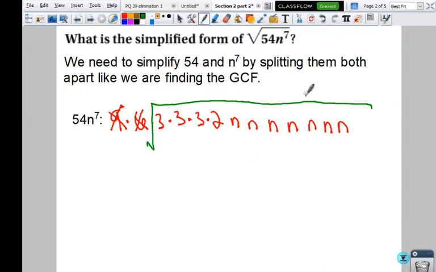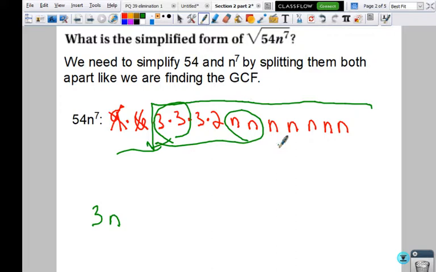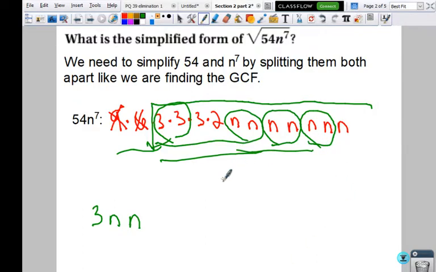And then, just like our warm-up, we got to figure out what is going to get kicked out. So give me something, DeAndre. 3. Yep, 3s are going to get kicked out, right? And I'm just going to start writing it down here. A 3 got kicked out. Lucas, what else is going to get kicked out? Just give me one thing. N's are going to get kicked out. Roy, what else? N. Yep, another n. Lily, what else? Another n. Another n. And is there anything else? Nope. So outside, I have 3, n, n, n.